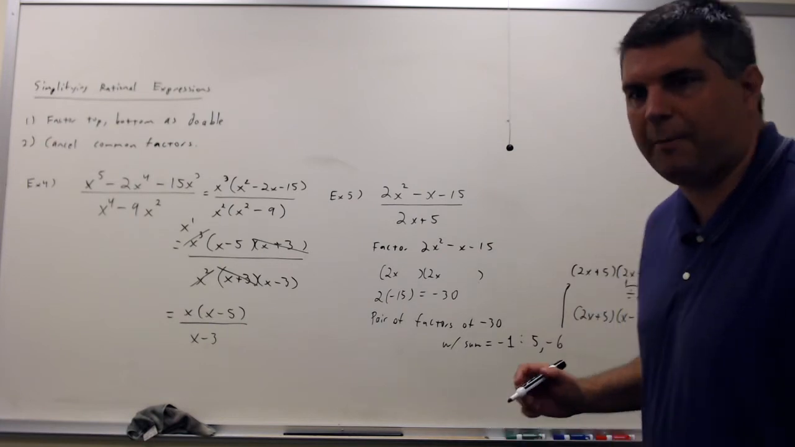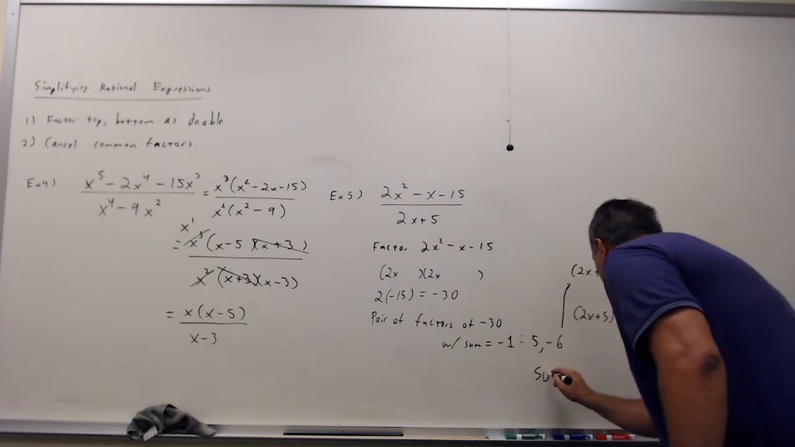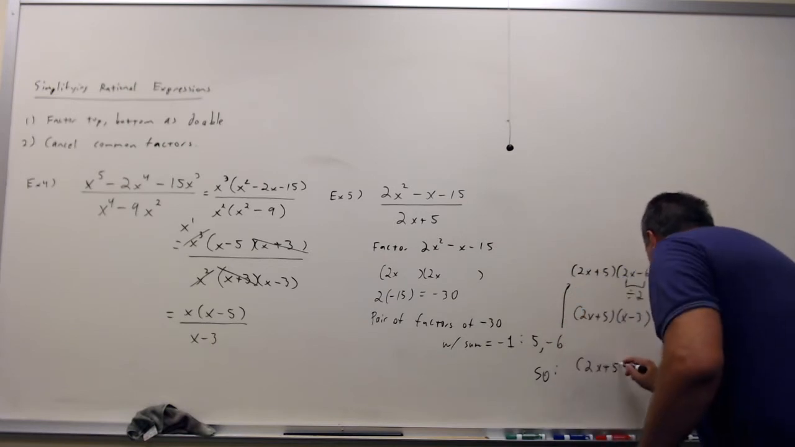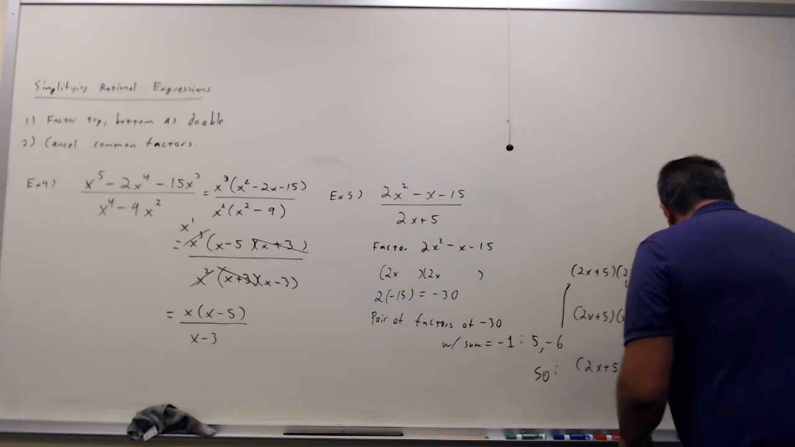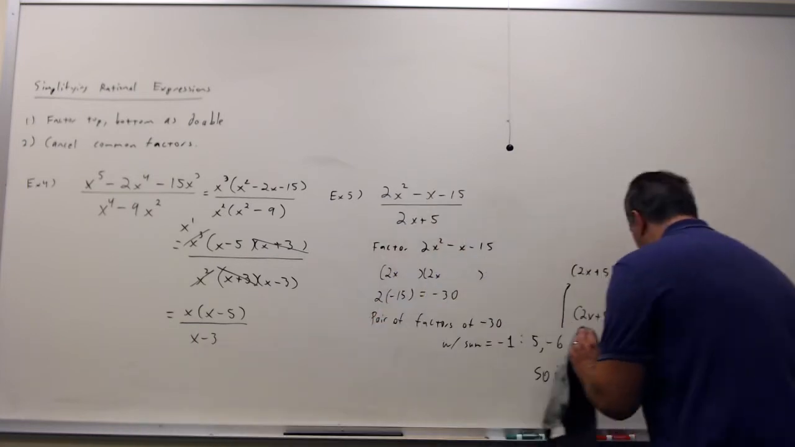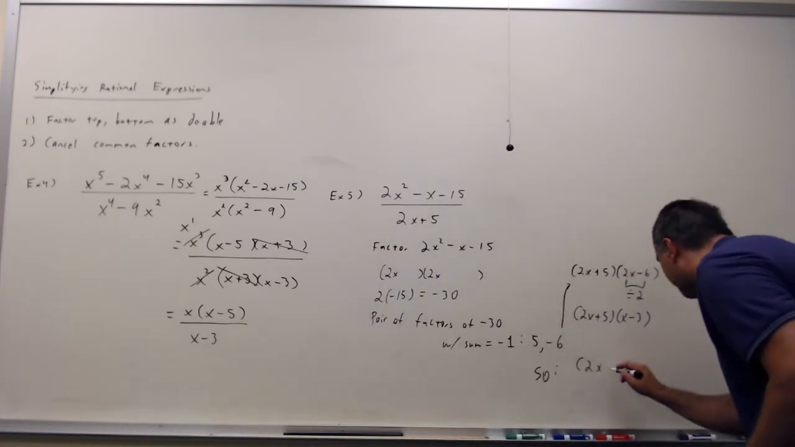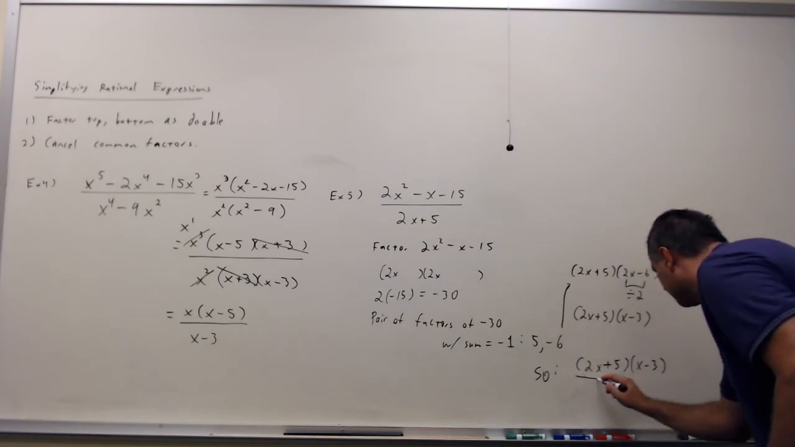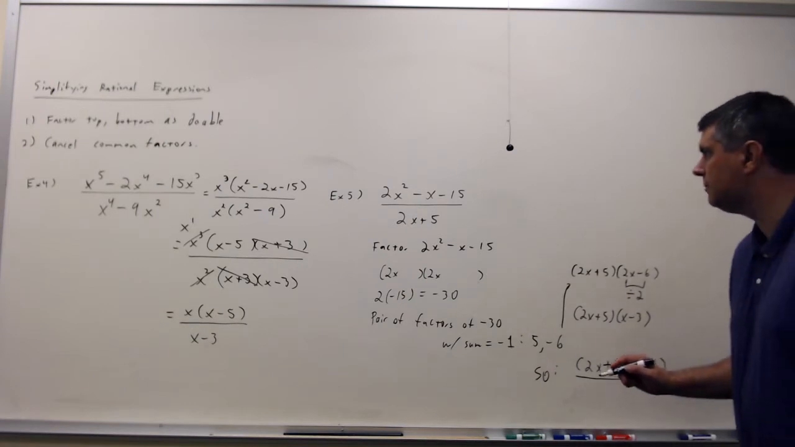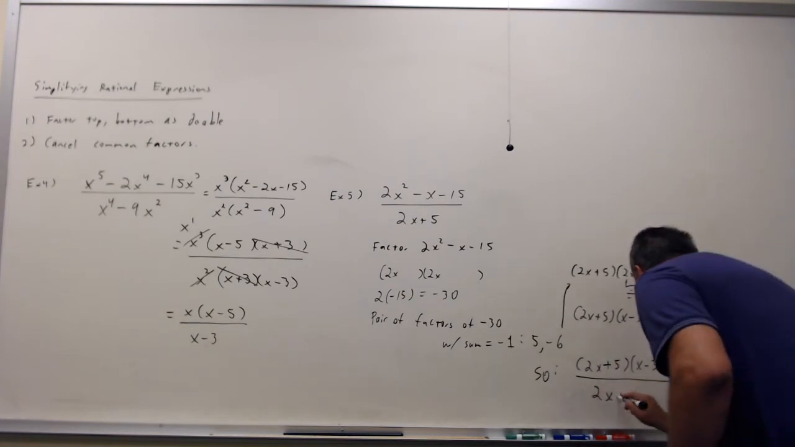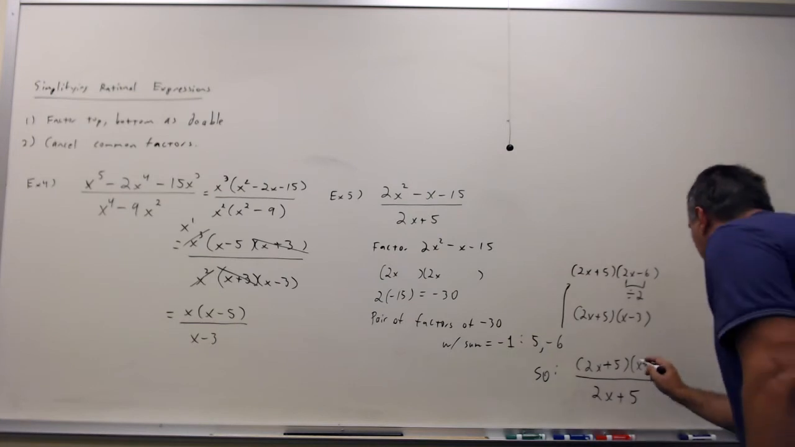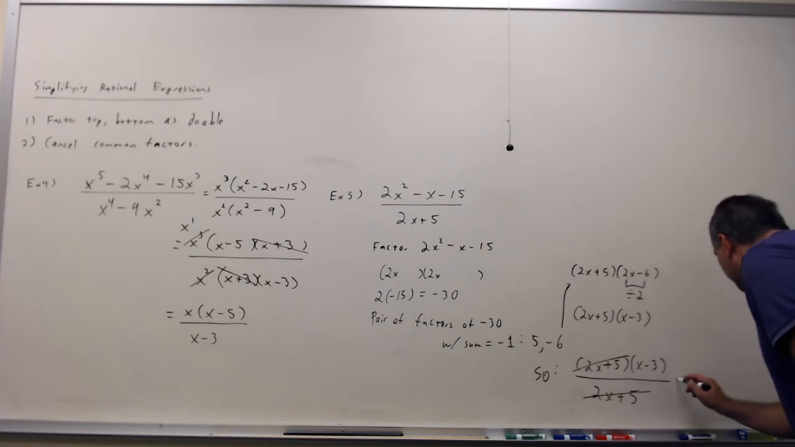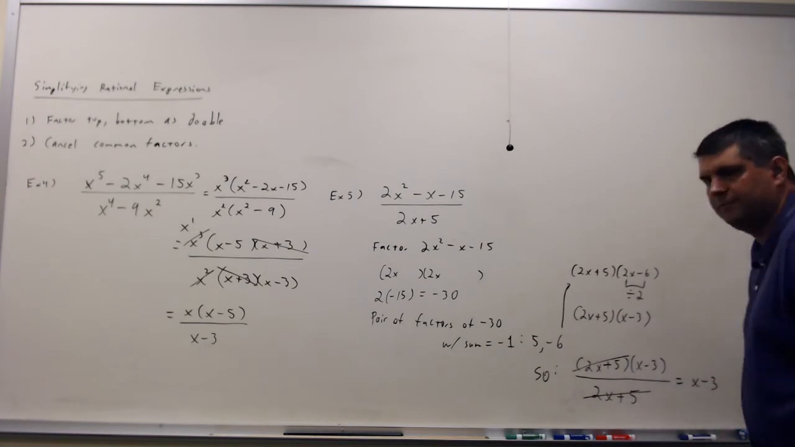So to finish the job, I have 2x plus 5, better move that, 2x plus 5 and x minus 3 over 2x plus 5. Well, the denominator cancels completely, so you're just left with x minus 3.